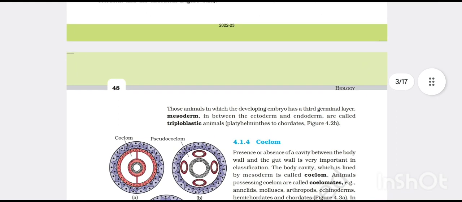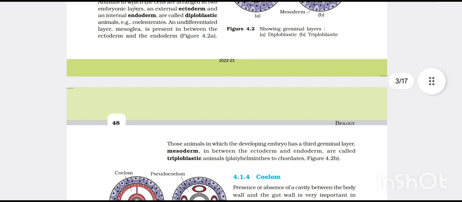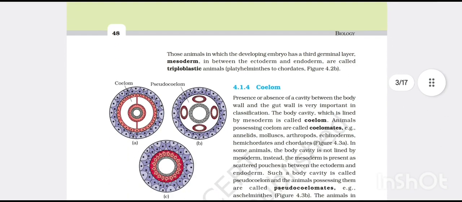Those animals in which the developing embryo has a third germinal layer called mesoderm are called triploblastic animals. For example, Platyhelminthes to chordates. So the diploblastic animals have two embryonic layers in their growing embryo. But triploblastic animals have three layers in their growing embryo: one is ectoderm, endoderm, and the middle mesoderm.